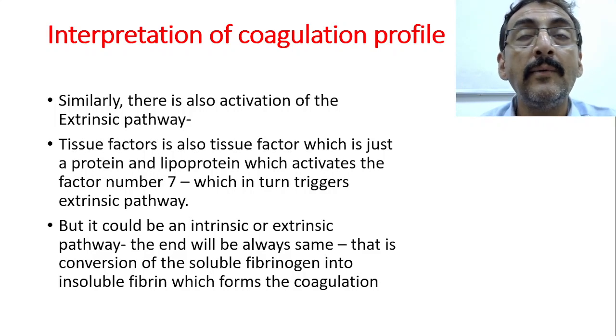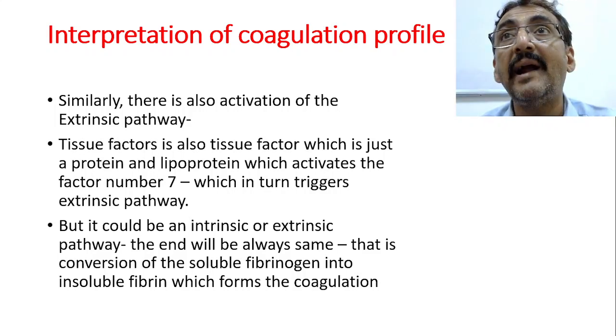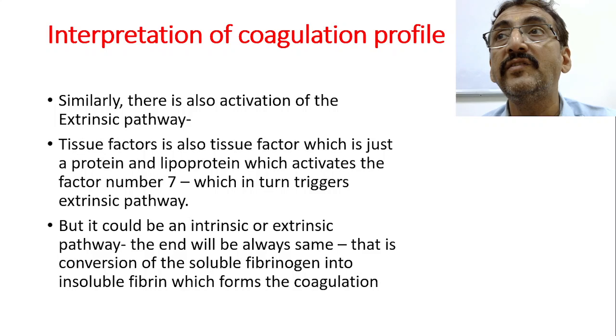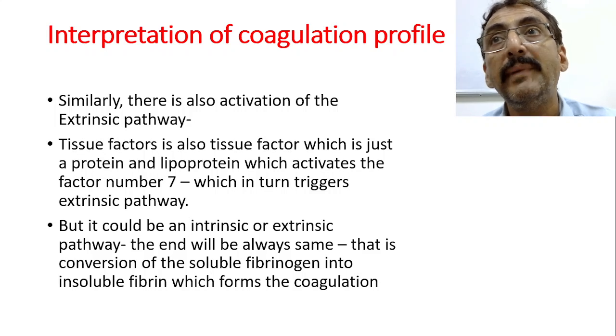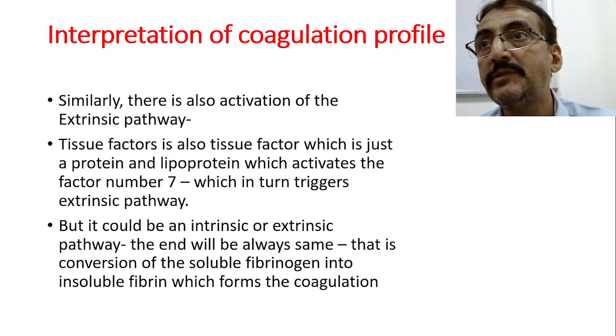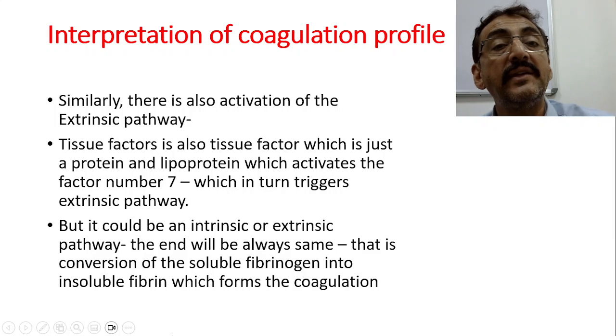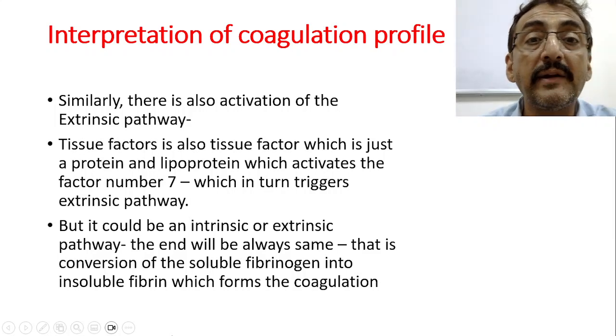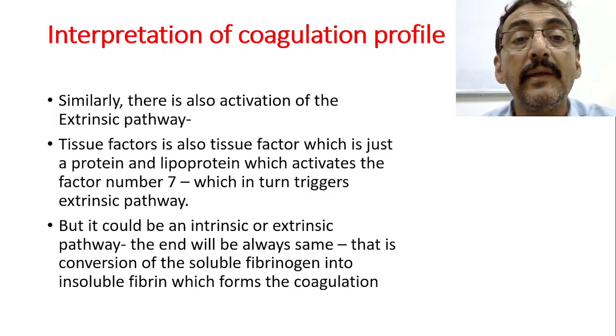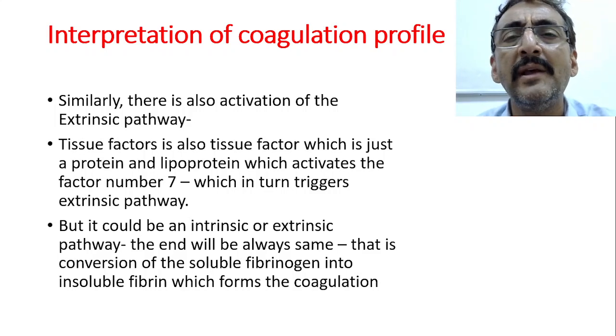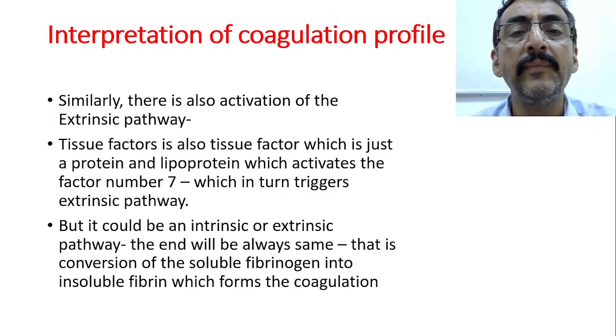Now, extrinsic pathway means when you add some tissue factors or tissue juices, the coagulation begins. If you add sodium citrate, coagulation stops. Similarly, there is also activation of the extrinsic pathway. Tissue factors, or tissue juices, are actually nothing but a protein, or it may be a lipoprotein.